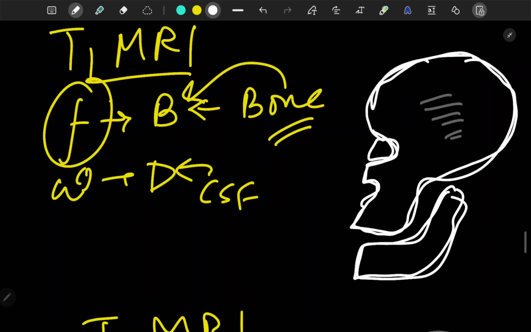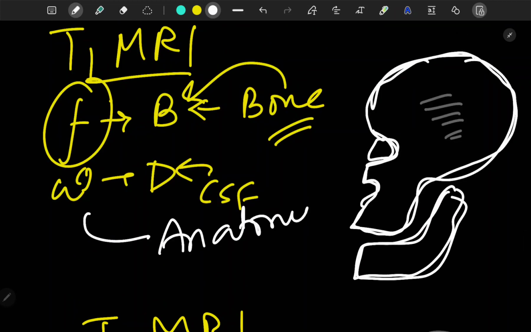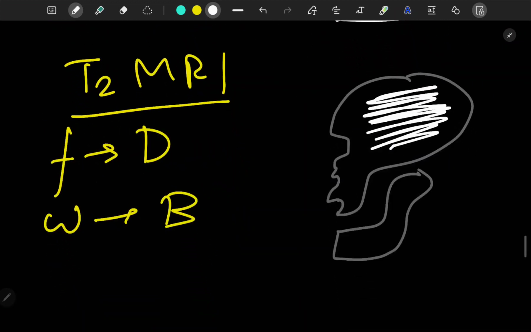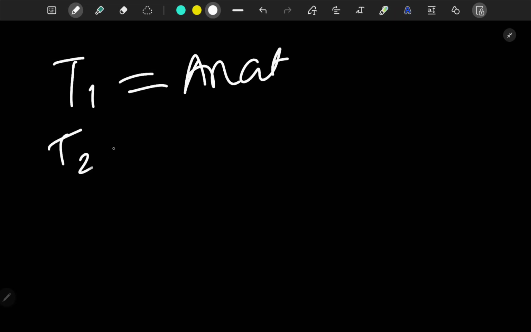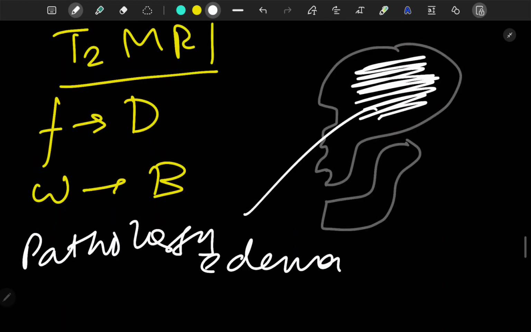So obviously this one is used to study anatomy, and obviously this one is used to study pathology, especially edema. So my T1 is for anatomy and my T2 is for pathology. But obviously in the T2, if there is edema, that will be appearing bright.